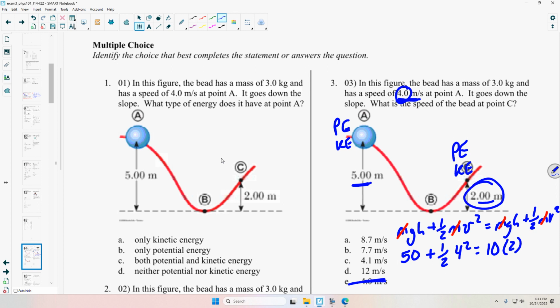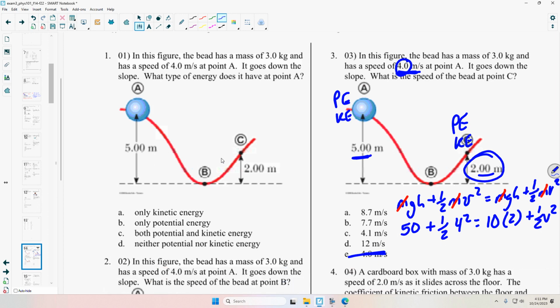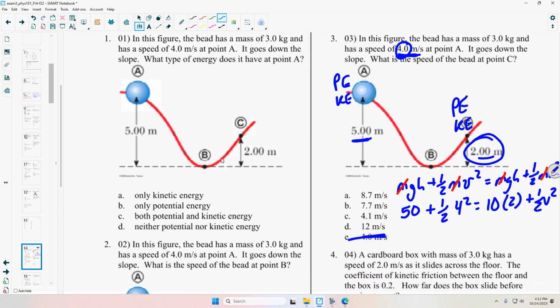This is where I got that number. That's the height plus 1/2 v squared. And then I'm solving for v. That's 50 plus 8, 58 minus 20. So it's the square root of 96 is equal to v.